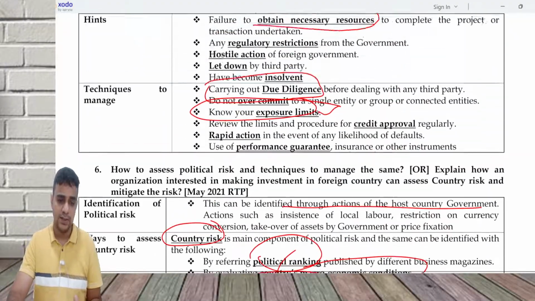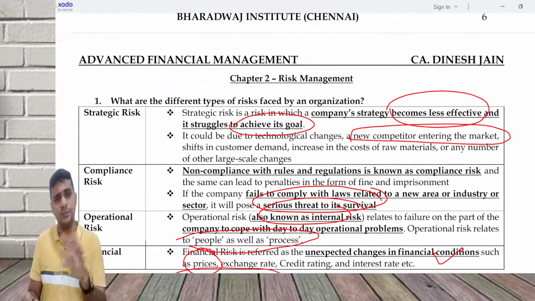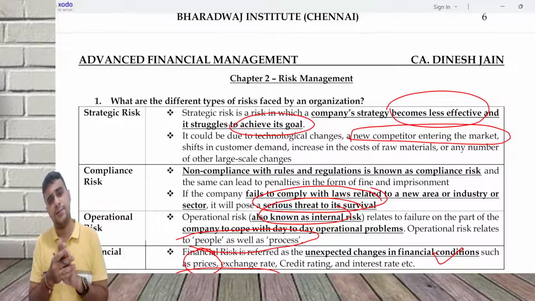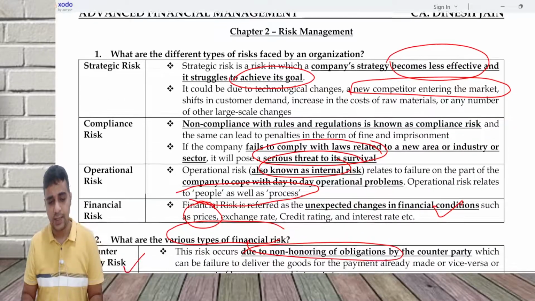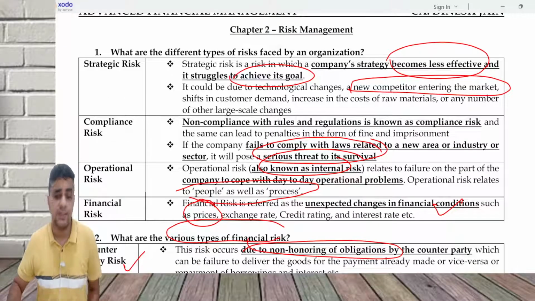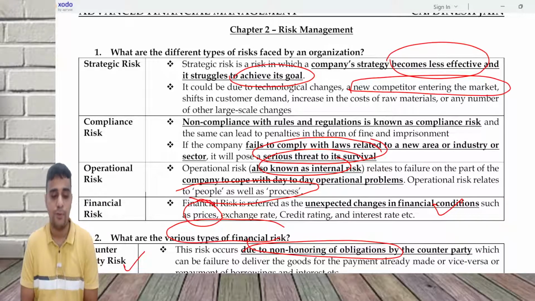So what we learned is, first we understood what is risk. Risk is nothing but the possibility of losing money. Risks were classified into 4 categories: strategic risk, compliance risk, operational risk, and financial risk. Strategic risk is basically the risk that our strategy will become less effective. Compliance risk is not complying with rules and regulations. Operational risk is people and process driven risk. Financial risk is changes in financial condition.